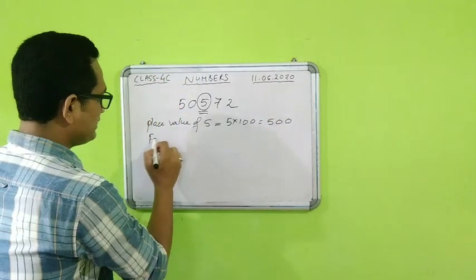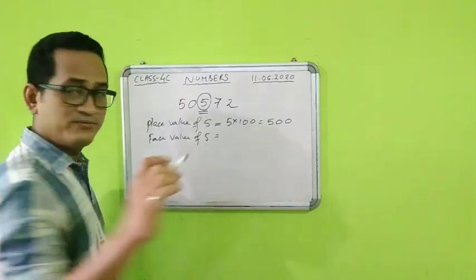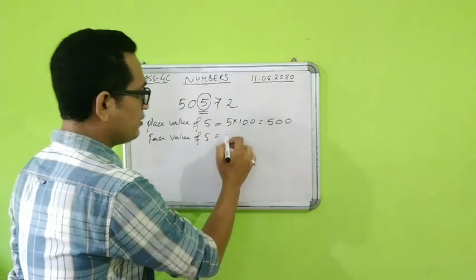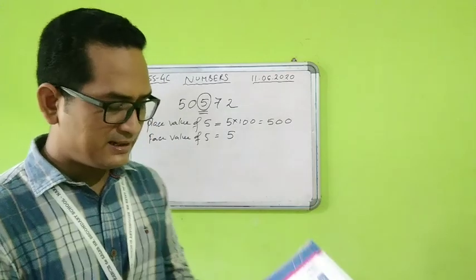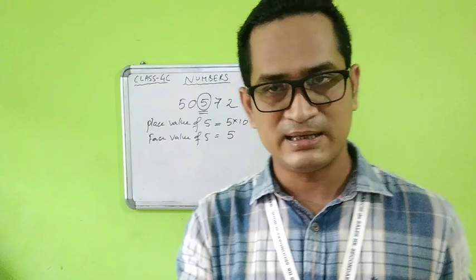Now after that we need to go ahead with the face value of 5. Now face value of 5, students, as I said in the last class also, face value is the digit itself. There is no change in that. Fine.